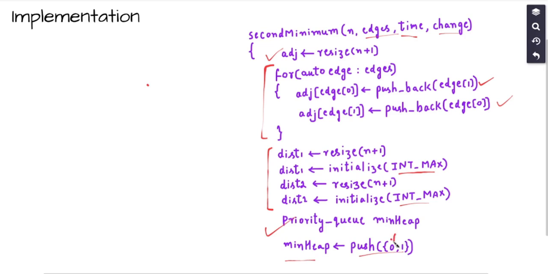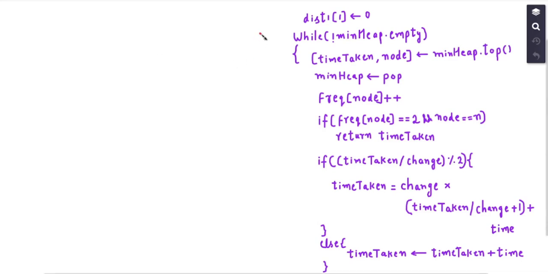The first integer is basically the distance from the source vertex. Then I initialize the distance 1 and distance 2 array for node number 1 as 0. Then I run my while loop. So in this while loop I pop the top node of the heap, that represents basically the node which has the shortest distance from the source node 1. Then I pop that node from the priority queue.